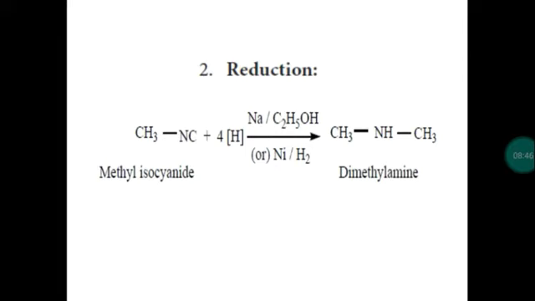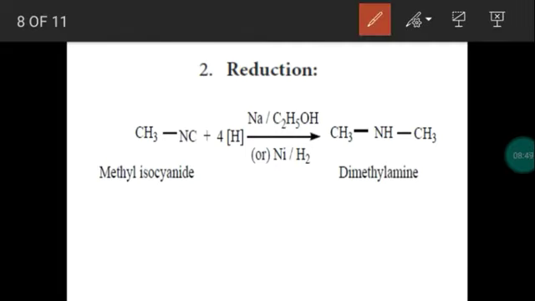Next one, reduction process. So alkyl isocyanides can be reduced using a catalyst like nickel. Hydrogen can be passed in the presence of nickel or platinum, any one catalyst. Or you may use hydrides, lithium aluminum hydride can be used, or sodium in the presence of ethanol. So any one reducing agent can be used. This isocyanide will be reduced into secondary amine, not primary amine. Cyanide means primary amine will be formed. The reduction of isocyanide will give you secondary amine, so methyl isocyanide will be reduced into a secondary amine, dimethylamine.